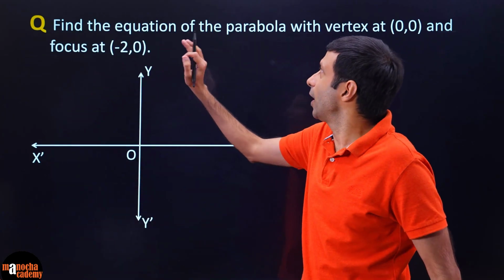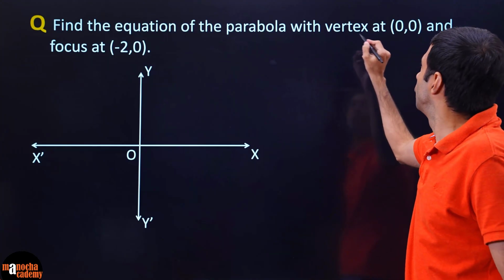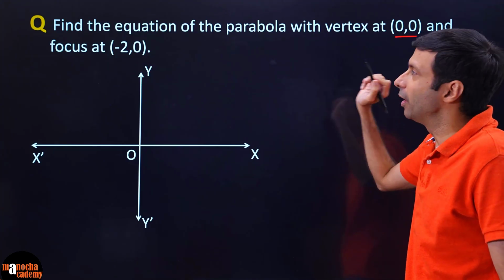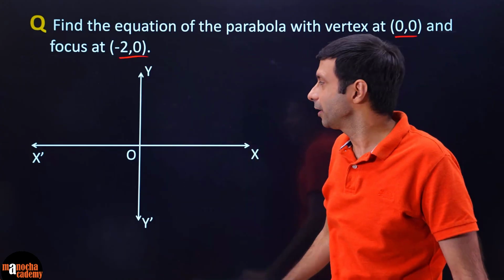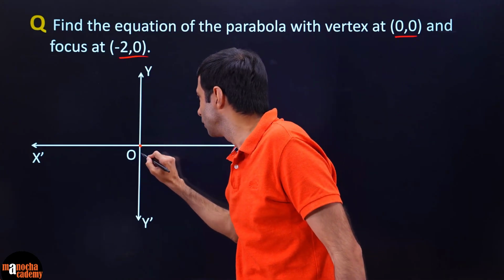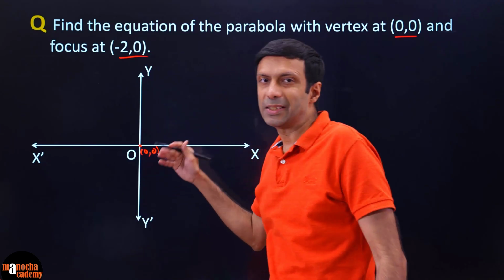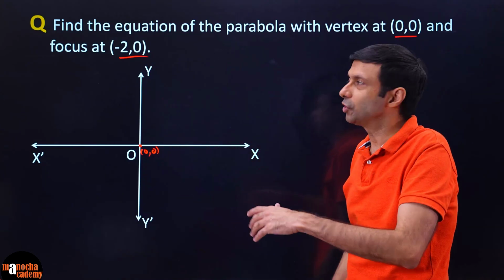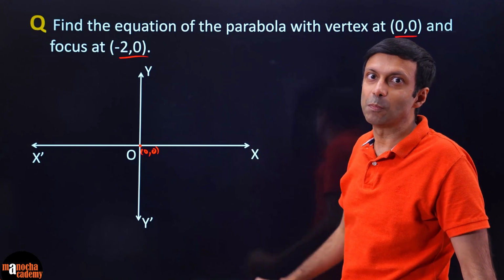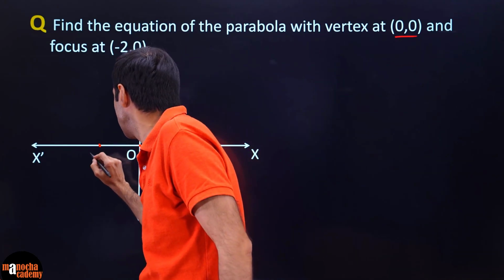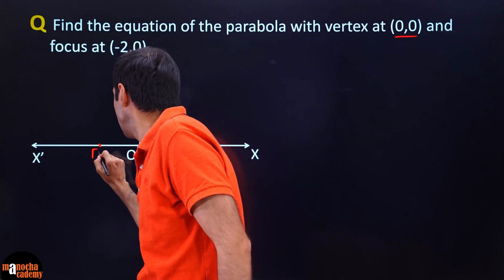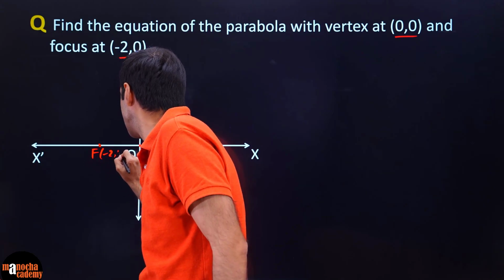So what does it say? Find the equation of the parabola with the vertex given to you (0, 0) and focus at (minus 2, 0). So let's mark that here. The vertex is the origin (0, 0), and we had said that the vertex will always be the origin, and the focus is (minus 2, 0). That means the focus is on the negative x-axis. So somewhere here, this is our focus F (minus 2, 0).